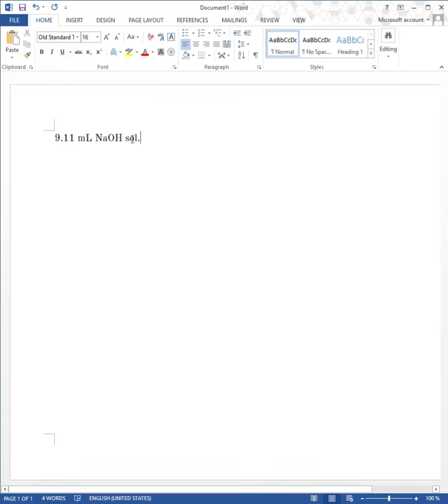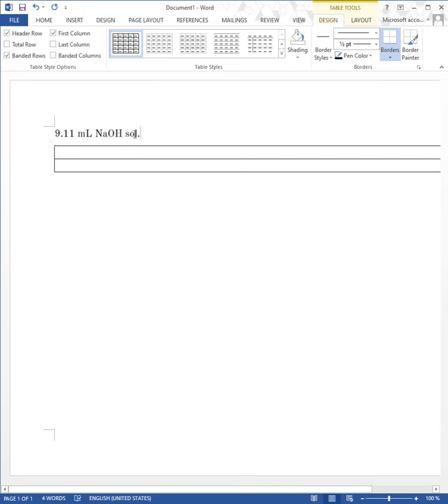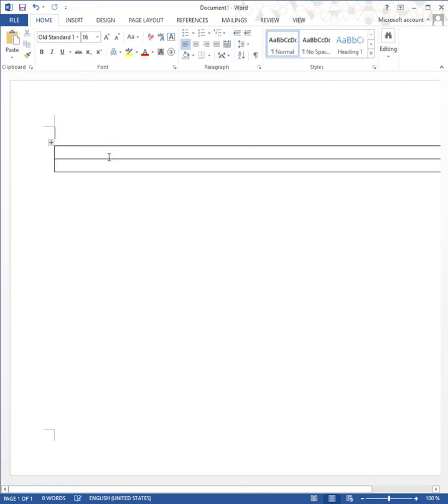Let's do that this way. And I'm actually going to put this into a table. All right. Plonk that in there. Delightful. Okay. Right, this solution here, okay? And then we're going to insert a column to the right here.